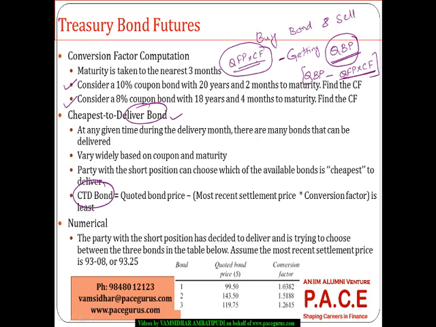And we have seen that there could be many bonds that could be delivered, with different coupons and different maturities. So obviously the cheapest to deliver is what would be preferred by the short position, and this is the way they will compare which one is the cheapest to deliver.